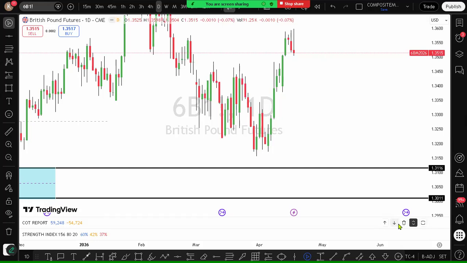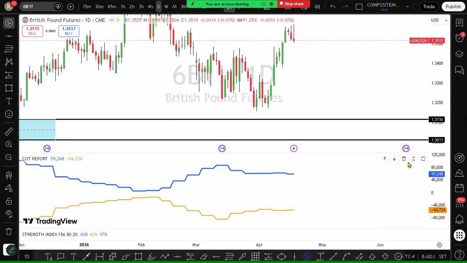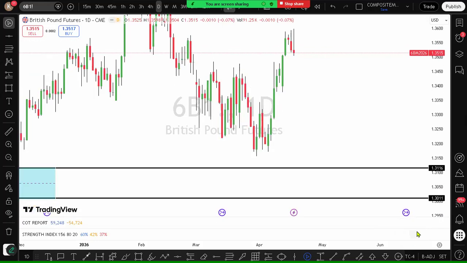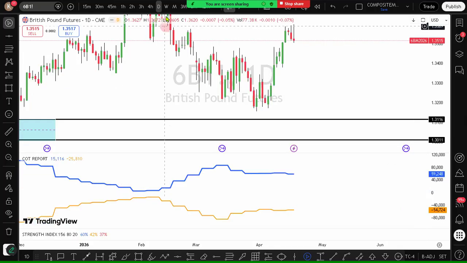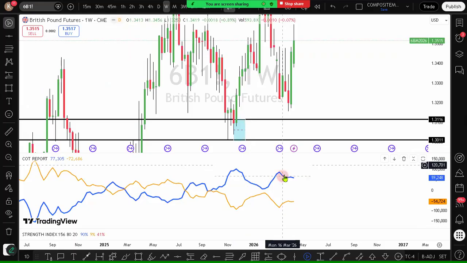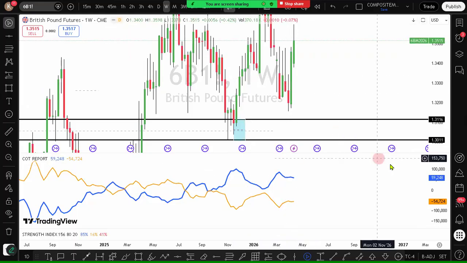This shows you what's happening here. Commercials, yeah. Look at the index. Even here, you see, commercials are getting more bullish. This means that the pound is getting stronger. It goes to the upside fundamentally.